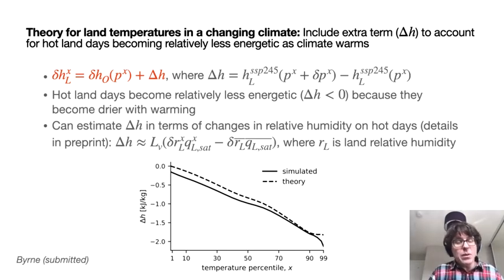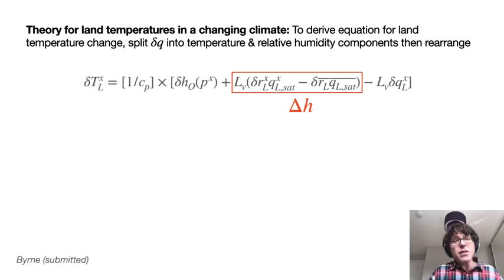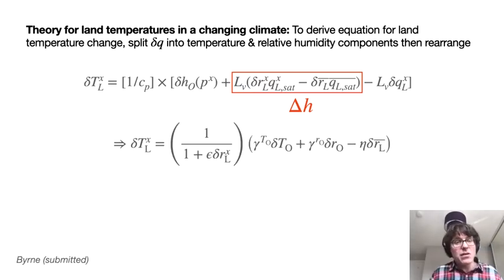Okay, so now we add this estimate for delta H into our theory. So now on the left hand side we still have the change in the temperature of days exceeding the xth percentile over land. So that's what we're interested in predicting as a function of these various terms on the right hand side. So all I do now is I express the changes in specific humidity on the right hand side in terms of changes in temperature and relative humidity, and I rearrange and I come up with an estimate of the land temperature change as a function of various quantities on the right hand side of this equation.